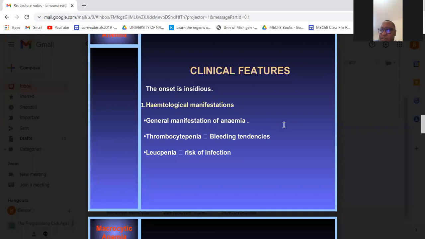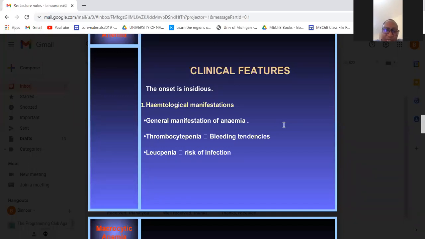So you have the general manifestation of anemia, as you've said already. You have dyspnea, pallor, fatigability, leg edema, tachycardia, headache, dizziness, faintness, all the general manifestations of anemia. That's how it presents.